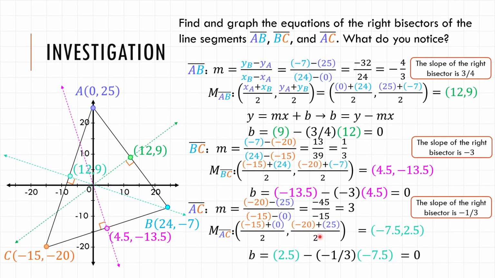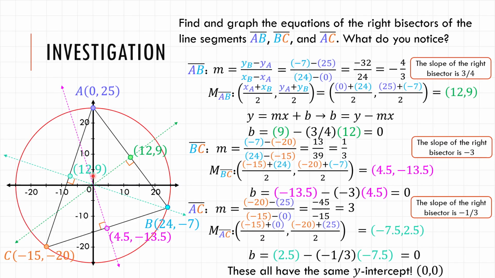And so the point of concurrency for all three of these right bisectors, this is the thing that I noticed, they all go through the origin, 0, 0. And if they do that, I can create the equation of a circle that's centered on the origin. I know that equation is x squared plus y squared equals r squared. The radius here is clearly 25 if I want to go through this point.